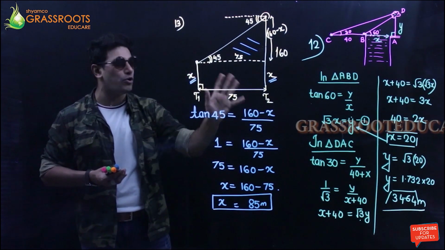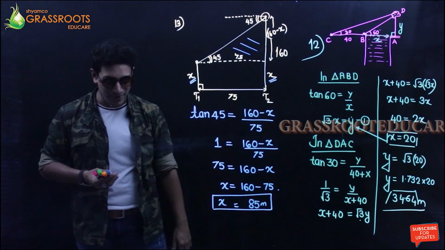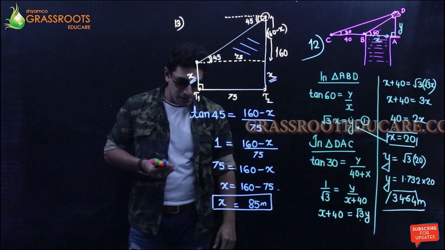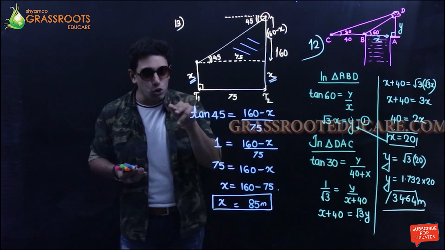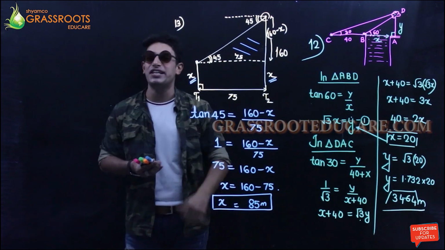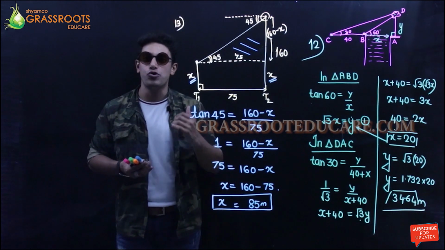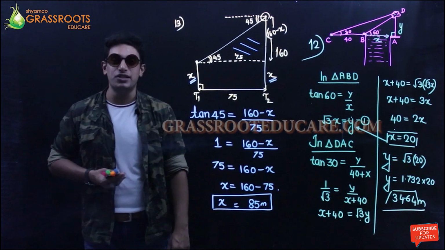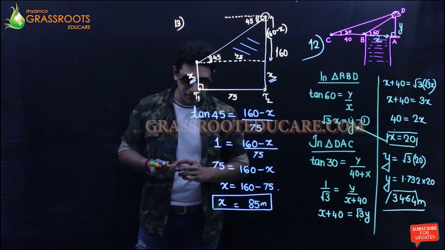I have selected all the varieties. 14th question. Okay, from the top of a hill, the angles of depression of 2 kilometer stones are 30 degrees and 45 degrees respectively. Find the distance between the two stones. Right.